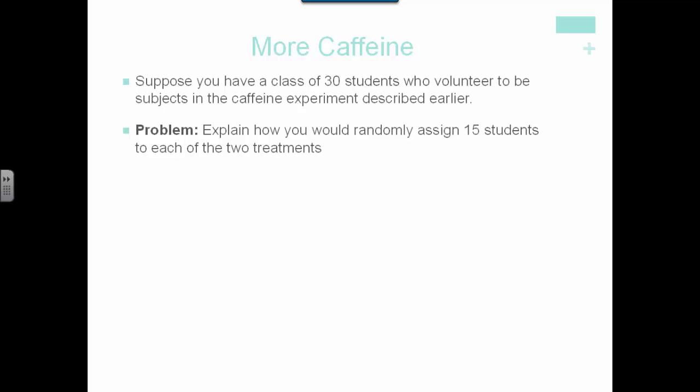Suppose you have a class of 30 students who volunteered to be subjects in the caffeine experiment described earlier. How would you randomly assign 15 students to each of the two treatments? One way we could do this, for example, is to have 30 slips of paper, write A on 15 of them, write B on the other 15. Mix them in a hat and have each student select one. Have each student who received A drink the cola with caffeine, and each student who received B drink the cola without caffeine.